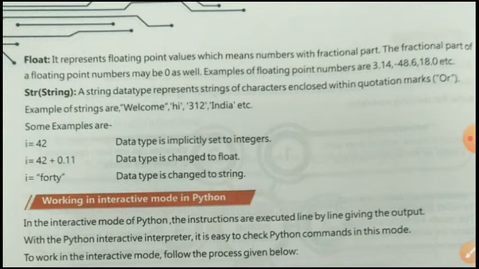Some examples: i = 42, the data type is implicitly set to integer. i = 42 + 0.11, this data type is changed to float. i = "40", this data type is changed to string.